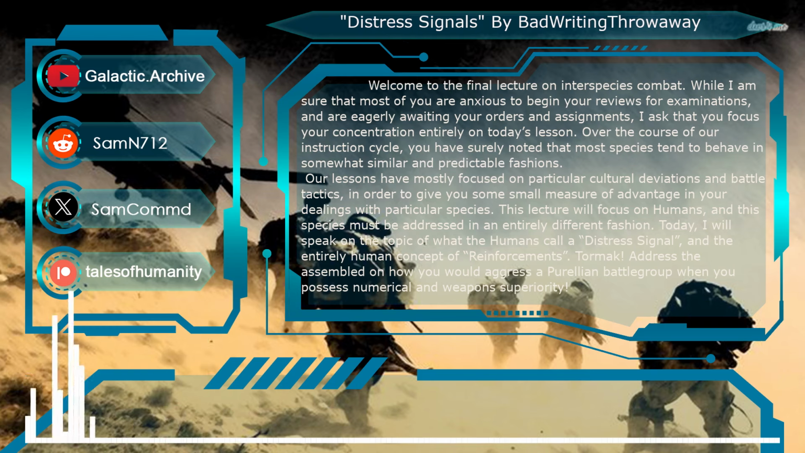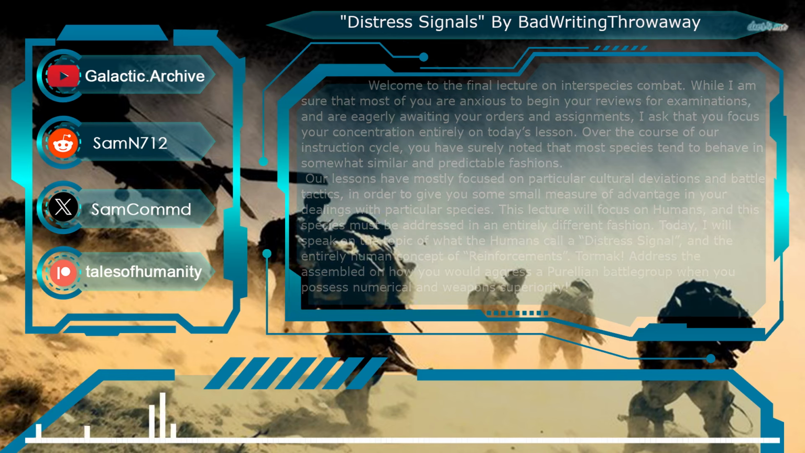Today, I will speak on the topic of what the humans call a distress signal and the entirely human concept of reinforcements. Tormac, address the assembled on how you would aggress a Percellian battle group when you possess numerical and weapon superiority.